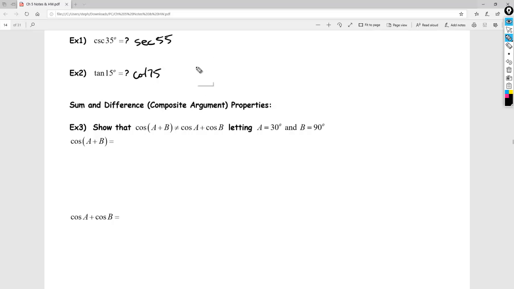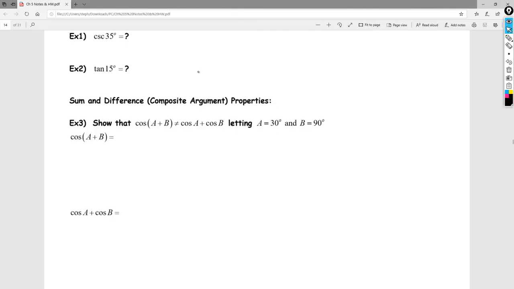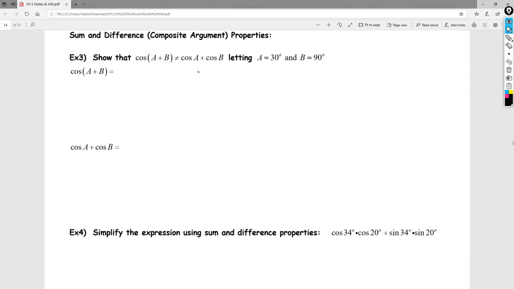Now, actually going to the sum and difference property, first let's just prove that this is incorrect. Obviously we know that this isn't true because of PEMDAS, or order of operations, but let's go ahead and prove this. To disprove a property, you only need to show one example of it not working. So if we let A be 30 and B be 90, cosine of A plus B is going to be cosine of 120 degrees.